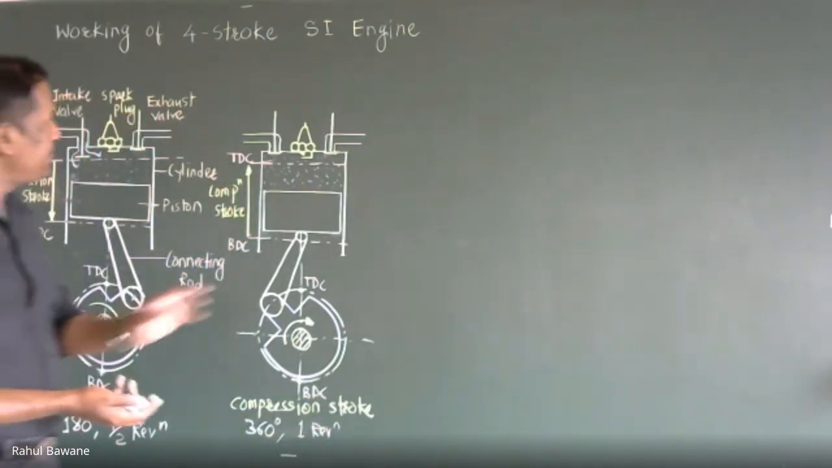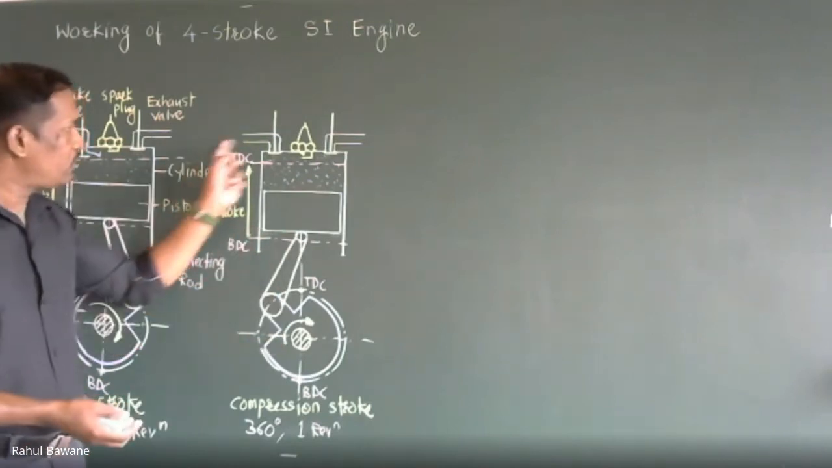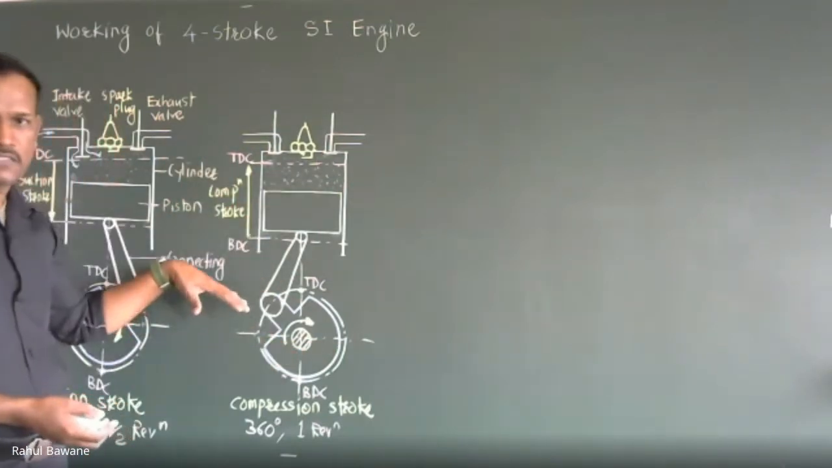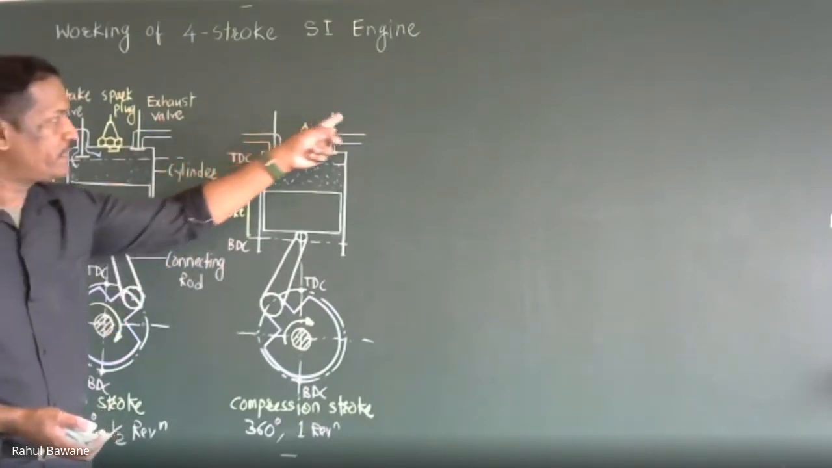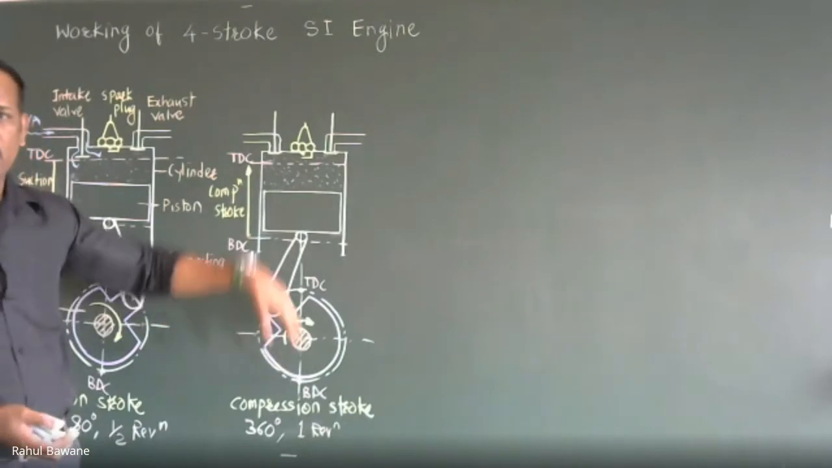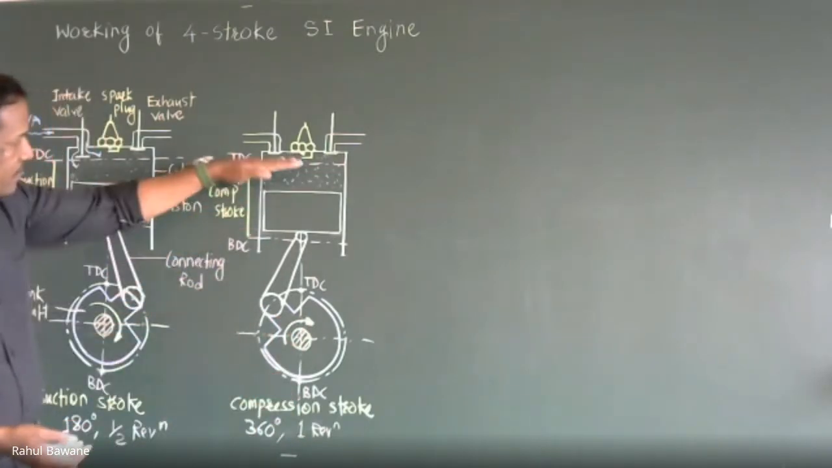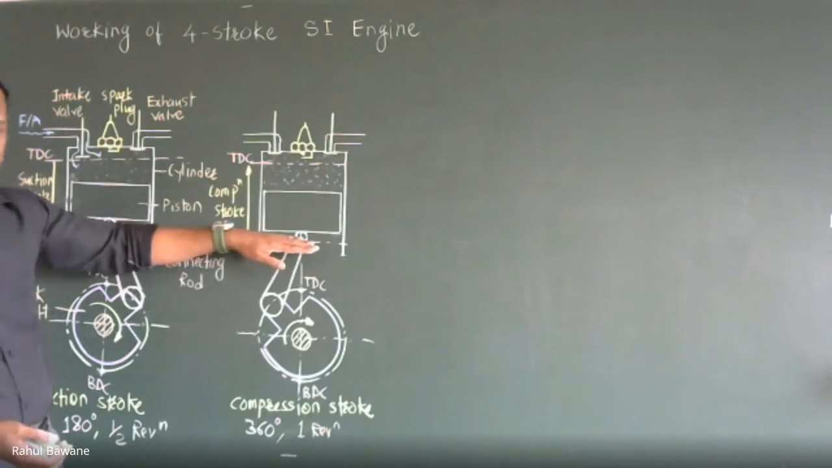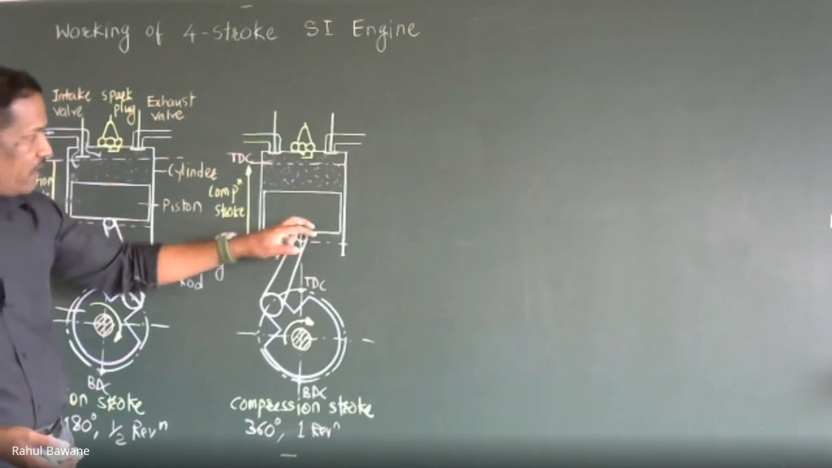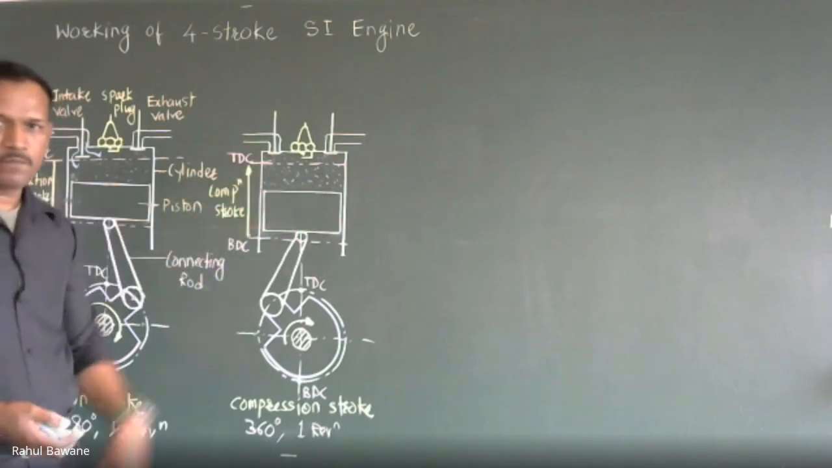Now, what will be my explanation for this diagram? Remember, you have to again label all the parts. That means this is intake valve, exhaust valve, spark plug, piston, cylinder, connecting rod, pressure. All labeling should be there. Now, what will be my explanation? At the end of the suction stroke, the intake valve gets closed, the piston reaches BDC. At that time, the complete cylinder volume is filled with air fuel mixture.